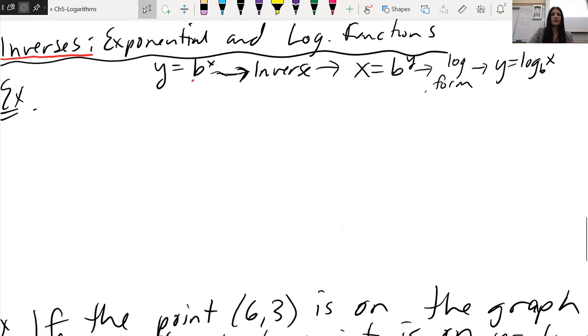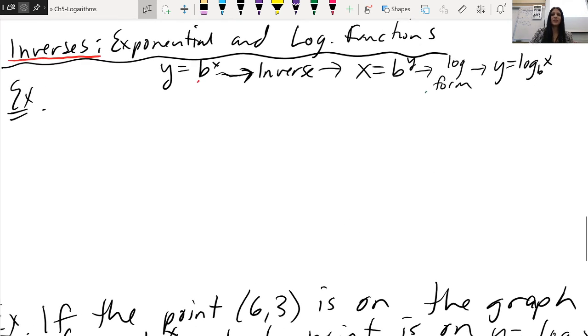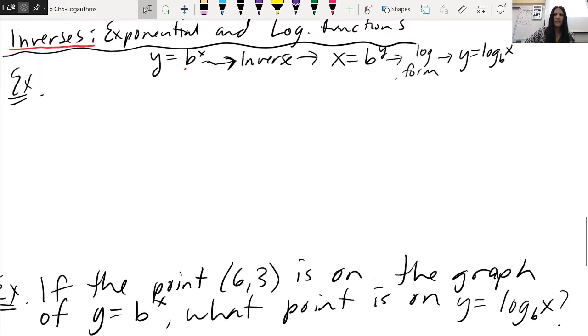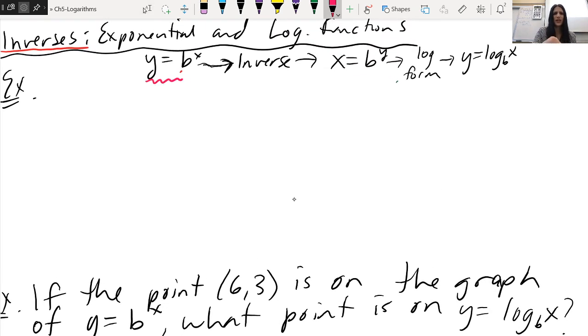Okay, so taking a look at inverses of exponential and log functions, let's go through some examples. We've already talked about this. We actually did this right at the start. If y equals b to the x, then the inverse would be x equals b to the y, and we would work our way through the algebra to get the y by itself. That would end up looking like this: y equals log base b of x.